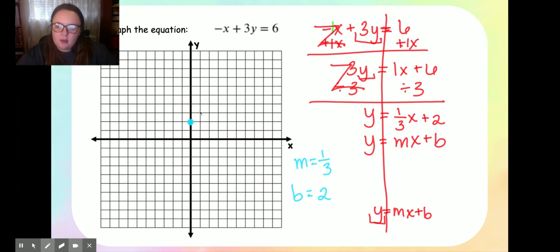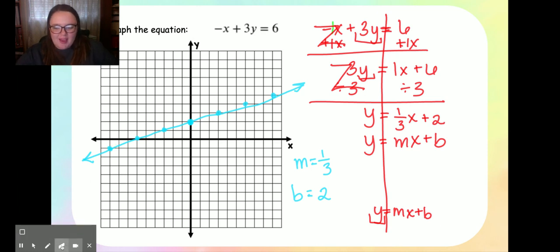Rise 1, 3 to the right. Rise 1, 3 to the right. And I would run off, so I'm going to extend it the other direction. Down 1, 3 to the left. Down 1, 3 to the left. There we go. Connect them with that beautiful straight line. And there we have it. We have graphed our last standard form equation together.